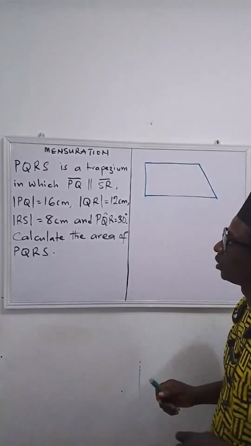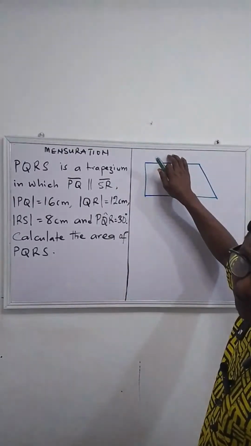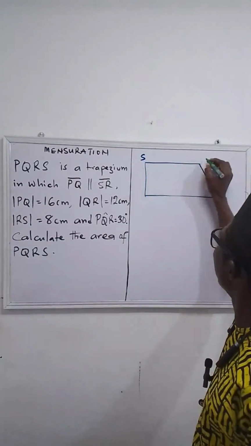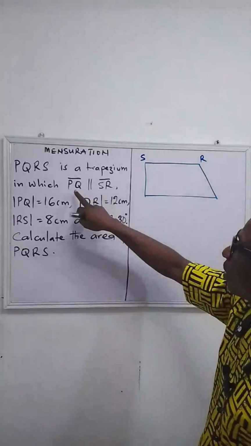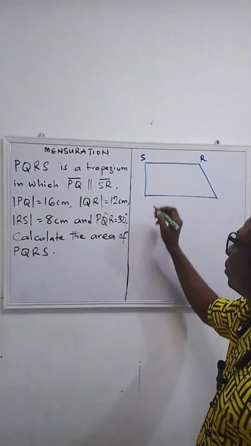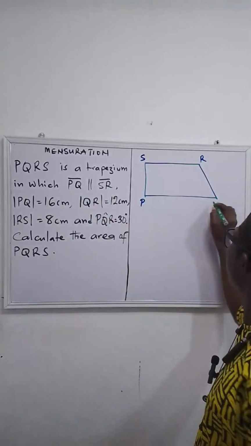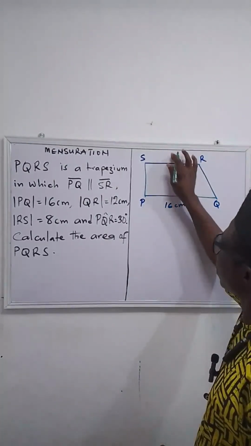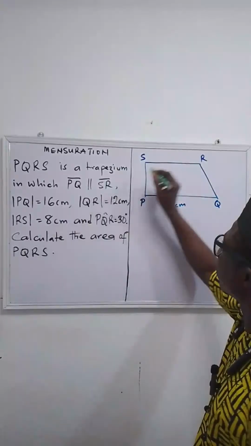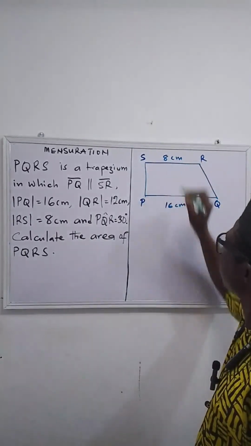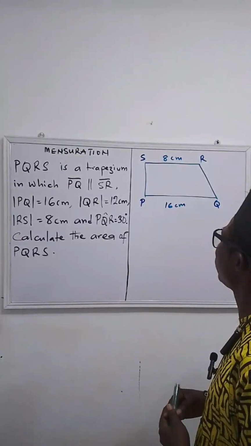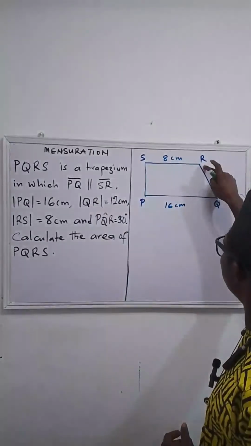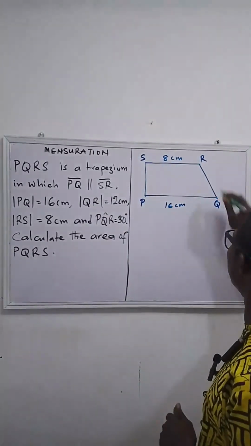All right. So now the shorter side is going to be up here, and that is SR. While the longer side, as you can see here, is PQ. So this is 16 centimeter. And here we have 8 centimeter. We are also given QR, length QR. This is length QR, 12 centimeter.